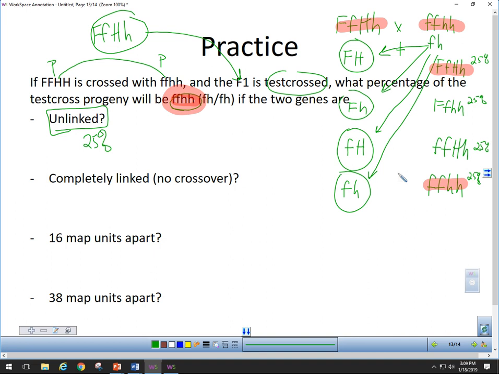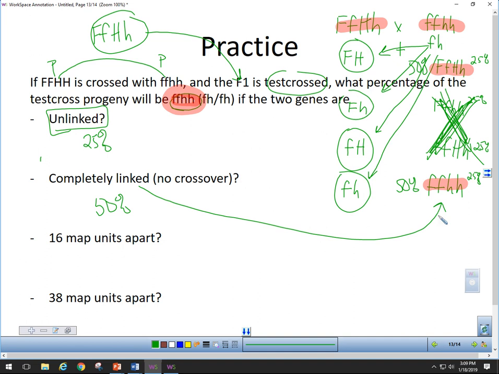If they are completely linked with no crossover events, then we would expect no crossover means we don't get any recombinants, none of these. That's no crossover. So then we would expect 50% to look like this parent and 50% to look like that parent, which means our answer is 50%, because that's going to be 50% that look like one parent, 50% that look like the other. That's if there's no crossing over.